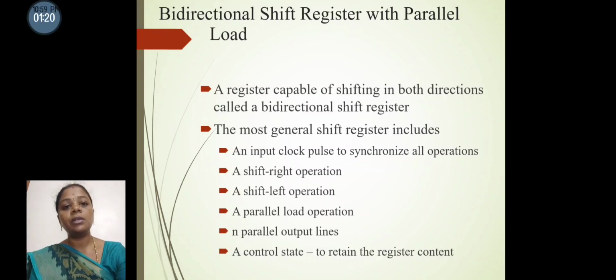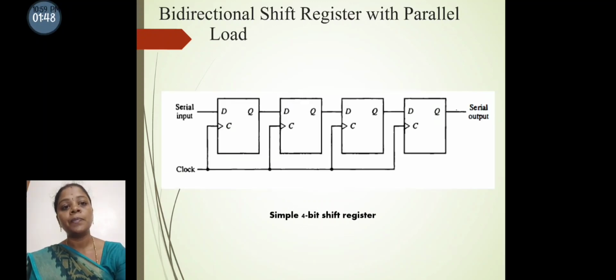Now we are going to see a bidirectional shift register with parallel load. A register that is capable of shifting its bits in both directions is called a bidirectional shift register. The most general shift register includes an input clock pulse to synchronize all the operations, a shift right operation, a shift left operation, a parallel load operation, n parallel output lines, and a control state to retain the register content. Here is a simple 4-bit shift register.